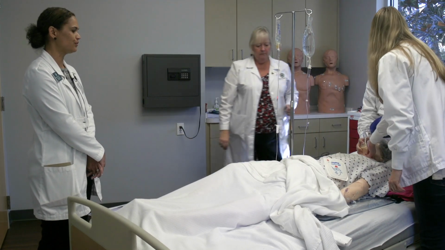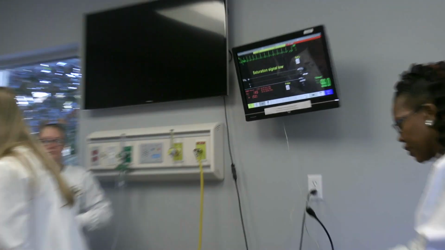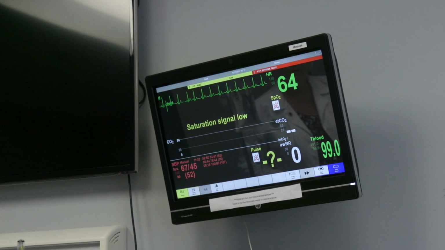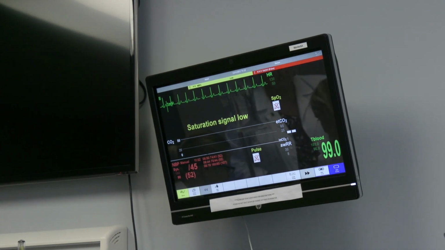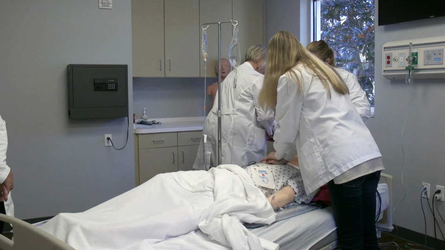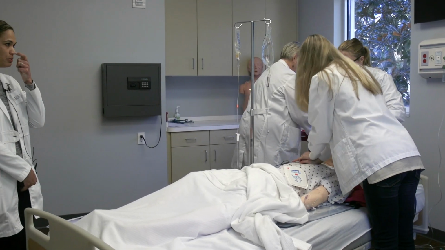Do we have a pulse? No pulse, but there is a rhythm change. There's a sinus rhythm on the monitor without a pulse. This is PEA, pulseless electrical activity. Resume CPR. We're going to do epinephrine 1 milligram, IV every 3 to 5 minutes. This is the only medication that we could use.